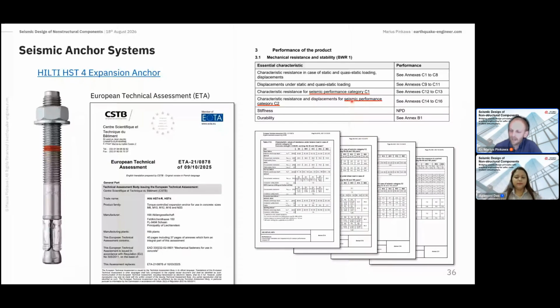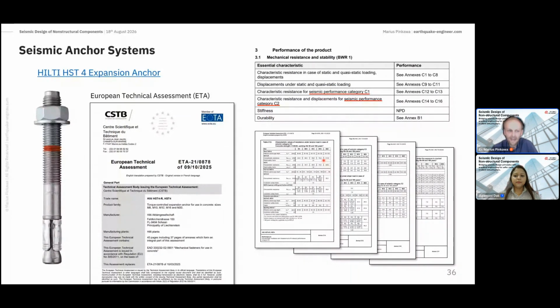You then can take the characteristic resistance values from these sheets, and then you can do the seismic design verification. You have calculated the demand on the anchor with the seismic force you apply on the non-structural component. Then you have the resistance, and you can do the seismic design verification. Probably you will use a software provided by Healthy, which makes life much easier.